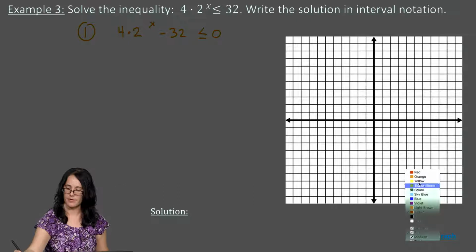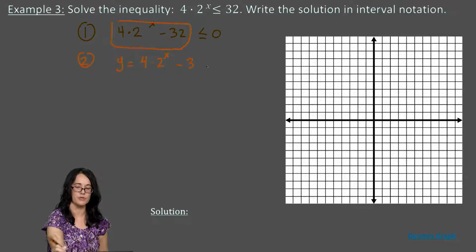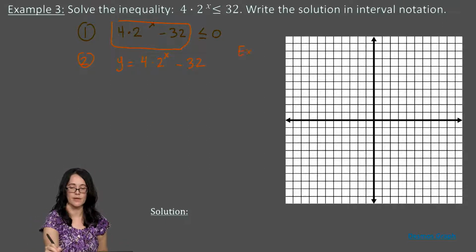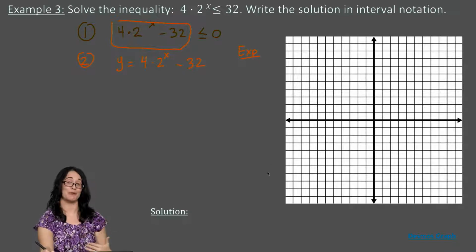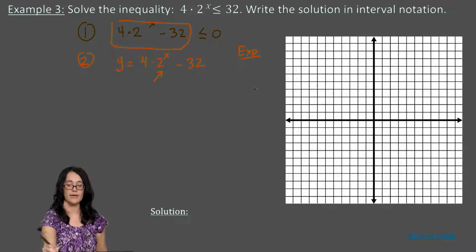So let's get another color. How about red? I'm going to be graphing what's on the left side here. So I would like to graph y equals 4 times 2 to the x minus 32. What kind of graph is this? That's right, it's exponential, right? And is it exponential growth or decay? Look at your base. If the base is bigger than 1, it's exponential growth in this case.